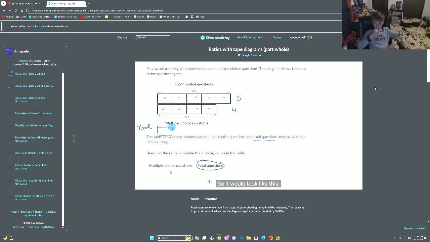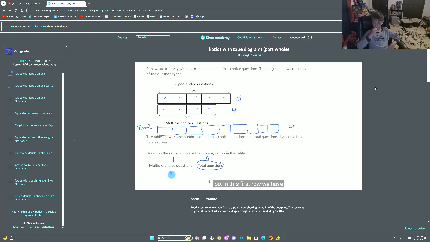So it would look like this: 1, 2, 3, 4, 5, 6, 7, 8, and 9. I'm just adding these two together. So we could say that the ratio of multiple choice to total questions is going to be 4 to 9. For every 4 multiple choice questions, you're going to have 9 total questions.